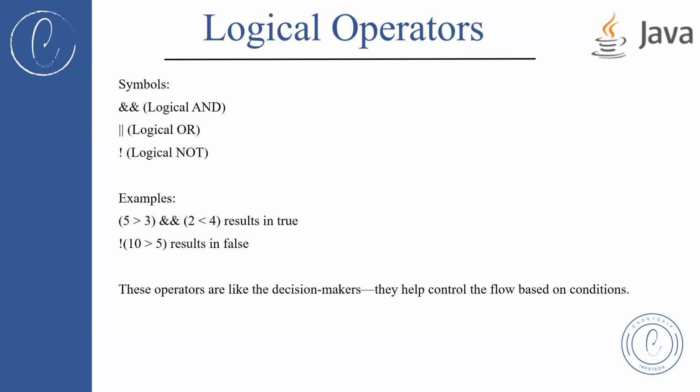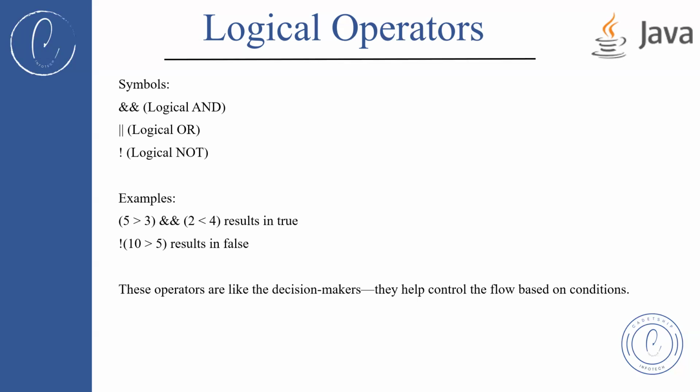So our first relational operator pair, 5 greater than 3, results in true. And our second relational operator pair, 2 is less than 4, also results in true. As the logical AND operator got true and true, it gives the output as true. So the AND operator works like that. If it gets both of the values as true, then it results in the output as true. If it gets any of the values as false, then we get our output as false. So this is our logical AND operator.